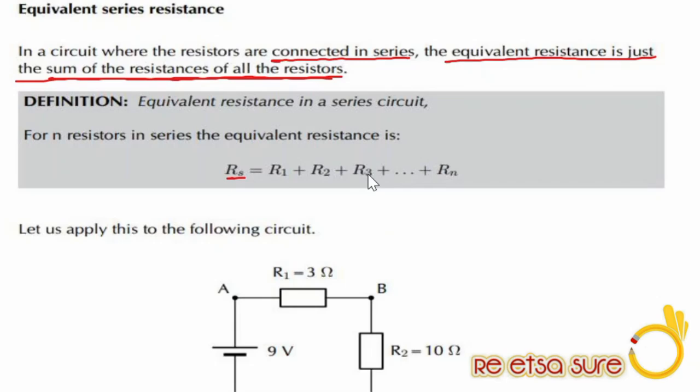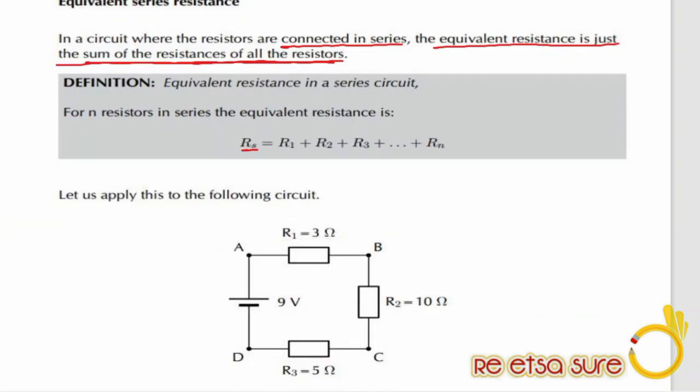Let us apply this to the following circuit. How many resistors are given here? We have 3 resistors. Resistor number 1 is 3 ohms. Resistor number 2 is 10 ohms. Resistor number 3 is 5 ohms. Let us remember that we are also provided with a cell. In our cell, the longest part is positive, and the shortest one is negative.